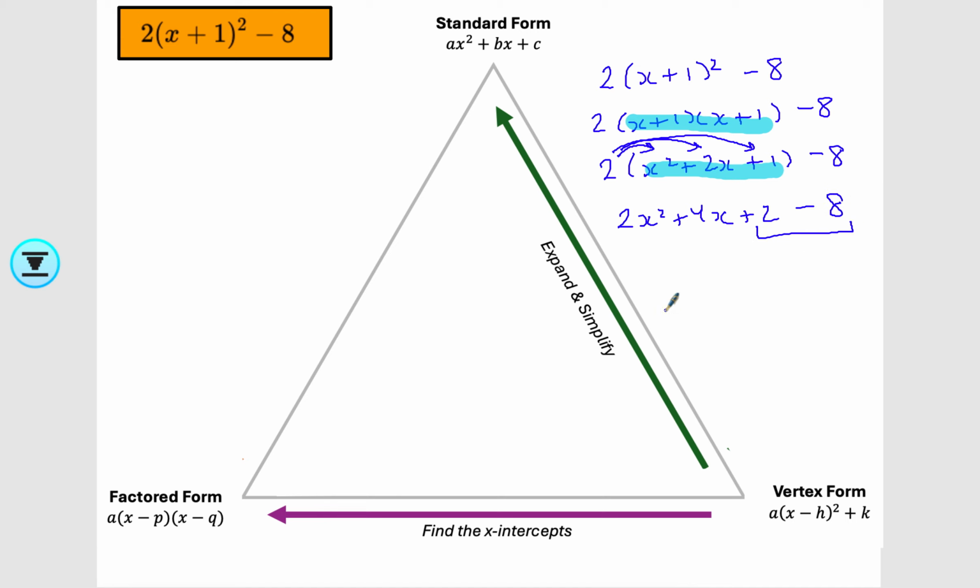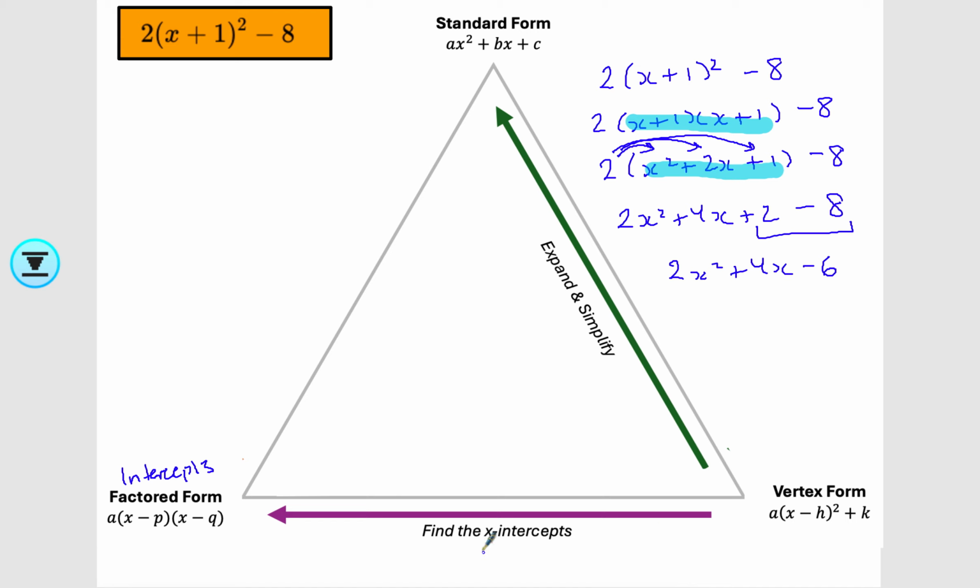I can only simplify plus 2 minus 8, which will give me a minus 6. So I wrote my quadratic in standard form. If you want to move from vertex form to factored form, think of what the form requires. This form requires the intercepts.